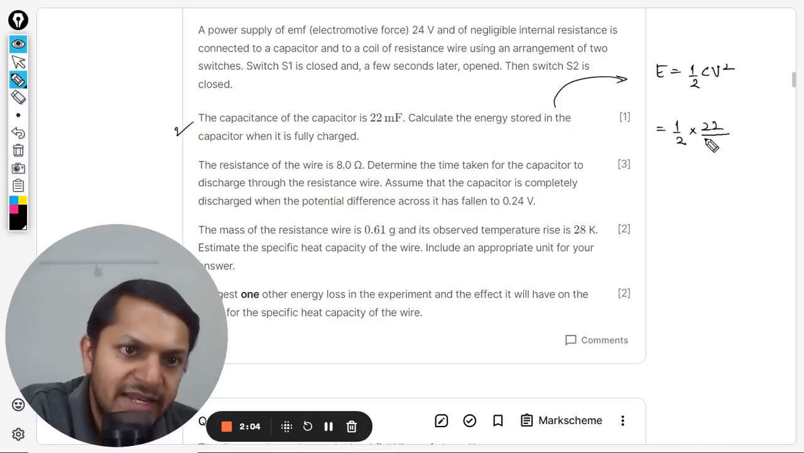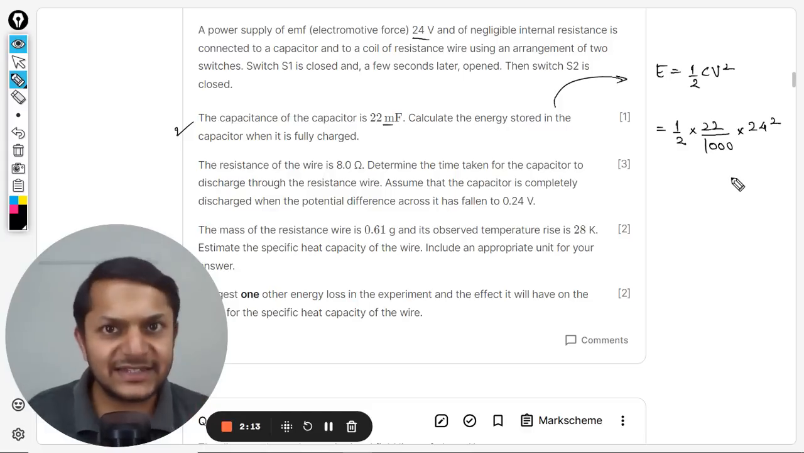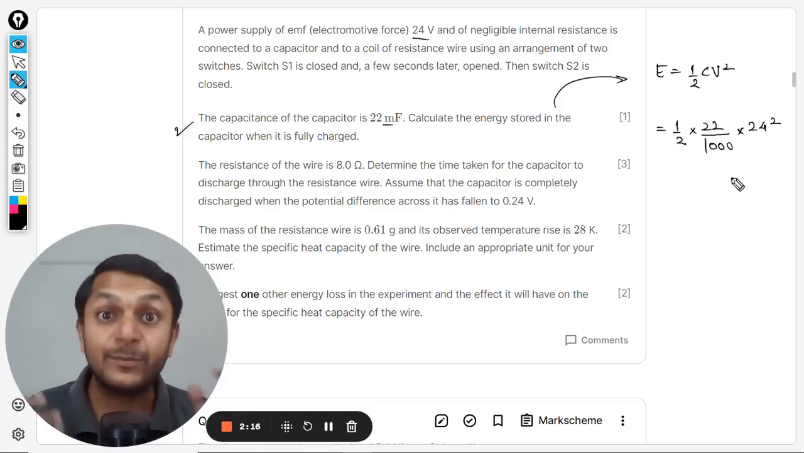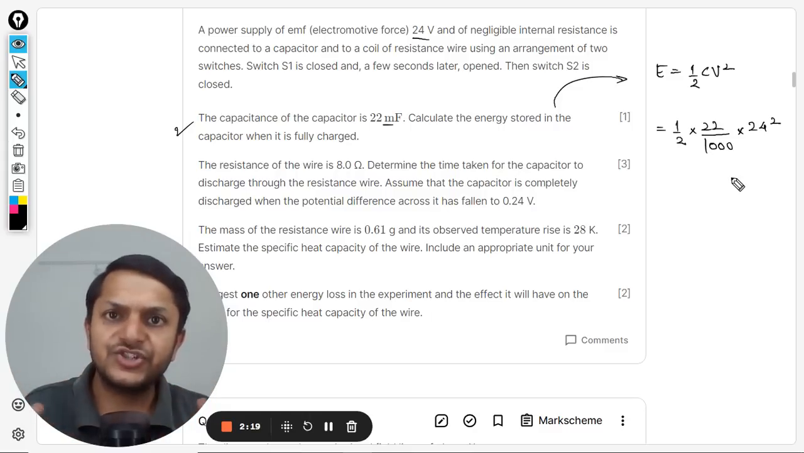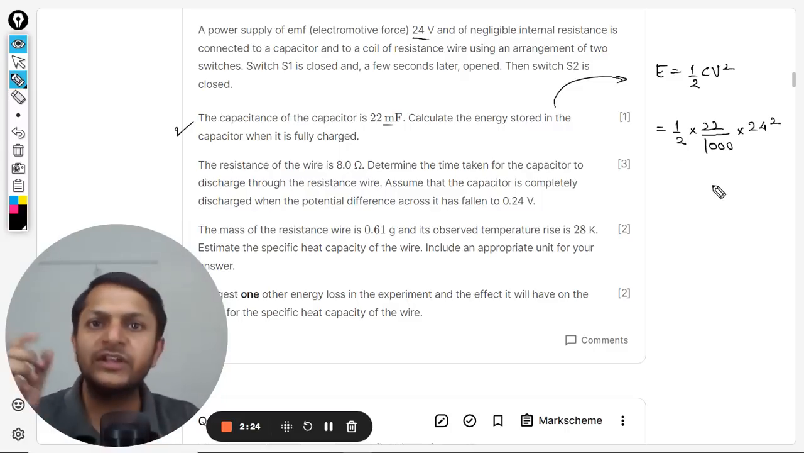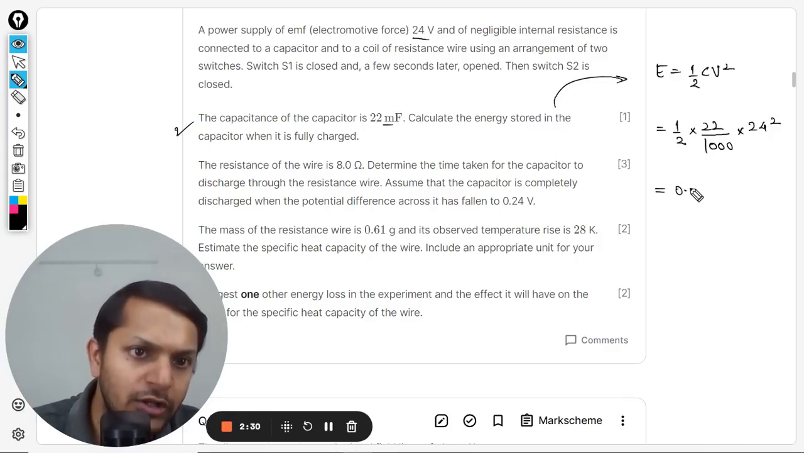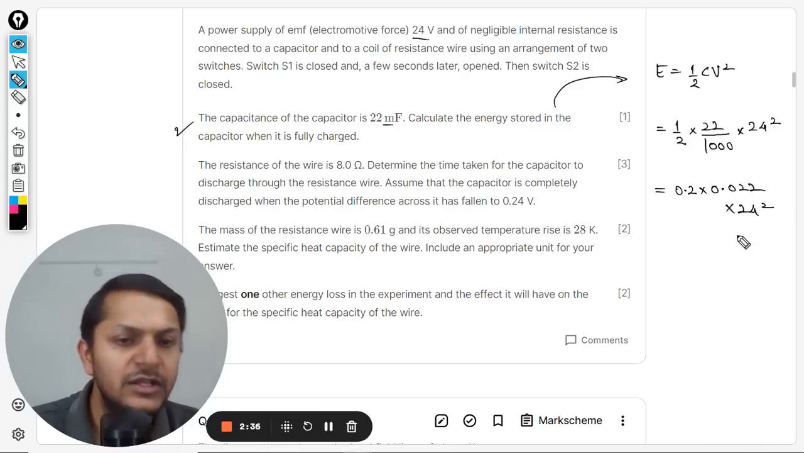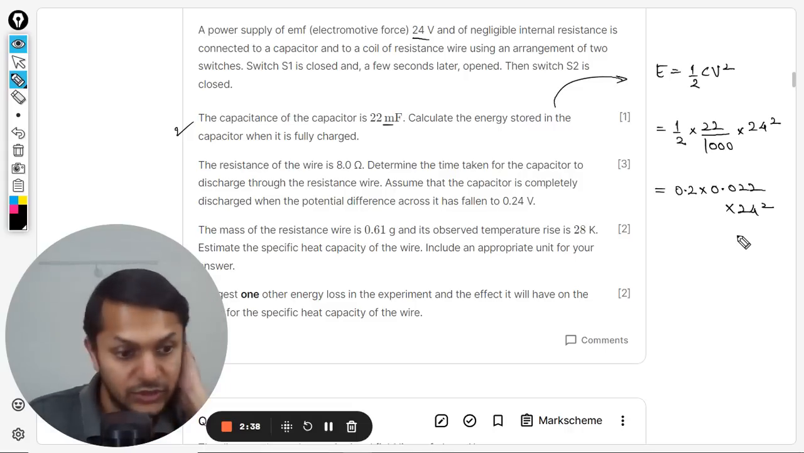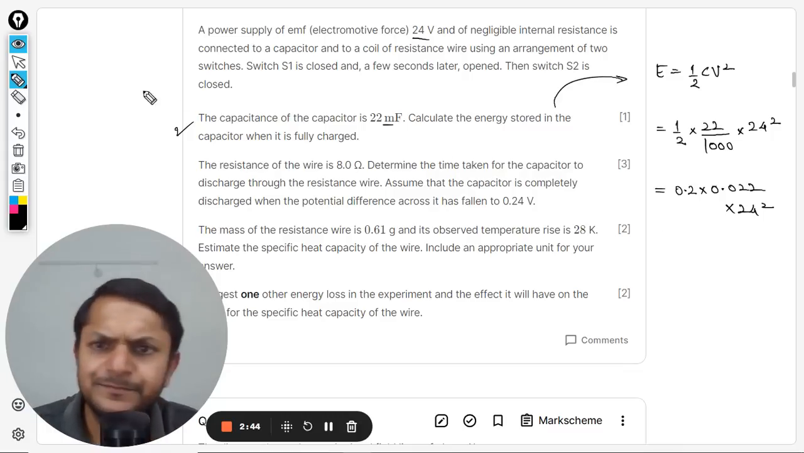Half, 22 milli means that you have to divide it by 1000, into the potential of the battery, which is 24, so it is 24 squared. There is no resistance in series with the capacitor, otherwise the potential difference would be shared between the resistance and the capacitor, but that is not the case. So all of the 24 volts is across the capacitor only. So overall it will be 0.022 into 24 squared. Well, this is going to be the answer. I do not have my calculator now, so we have to just see what the answer is.